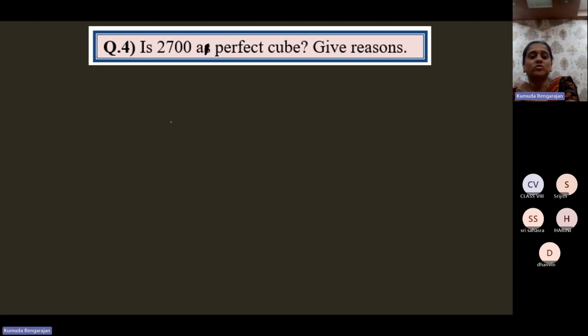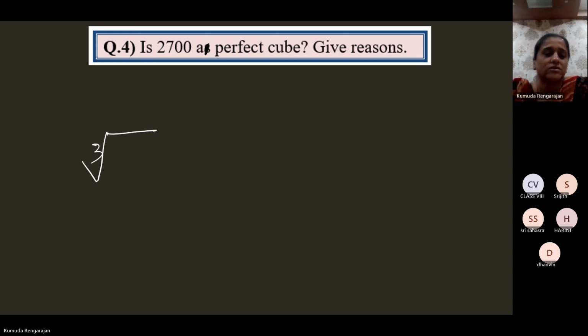Okay. So is 2700 a perfect cube? Give reasons. So here also, you should not be using the cube root symbol in the answer, because the question is not to find the cube root. You're just asked to say yes or no. Is it a perfect cube or not? And write the reason. So this cube root symbol should not be used in the answer.